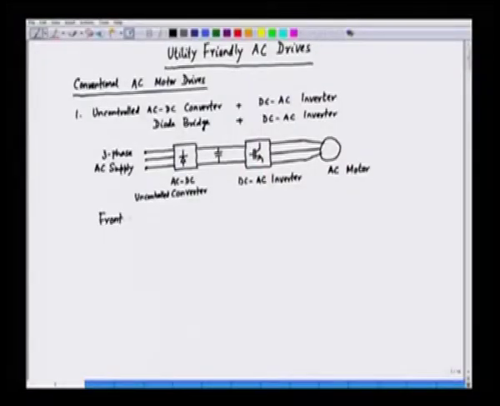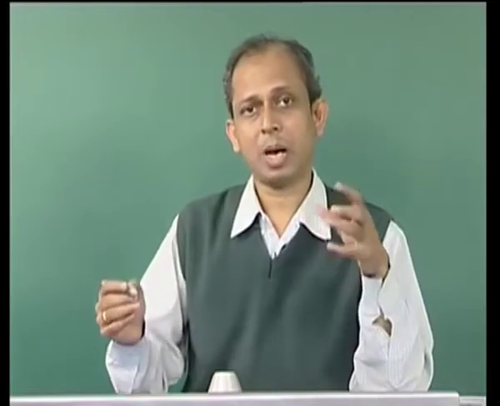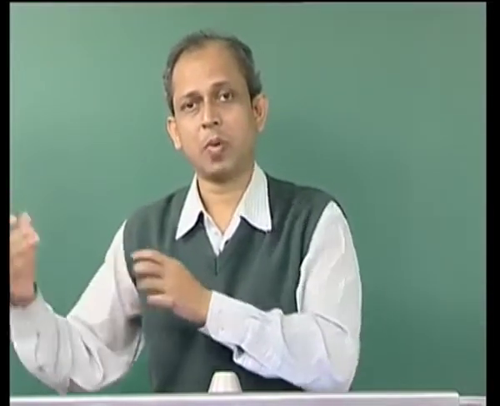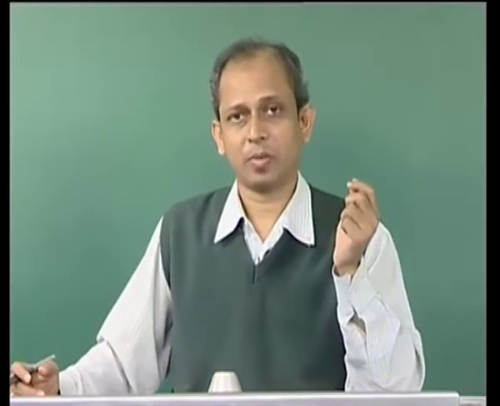This uncontrolled rectifier or uncontrolled converter is called a front end converter also, because it comes at the front end of the drive system. When we talk about the drive, we have an AC supply that is available to us. Ultimately, we have to control the motor, which is an AC motor, and on the input side we have an AC to DC converter, that is the front end converter.